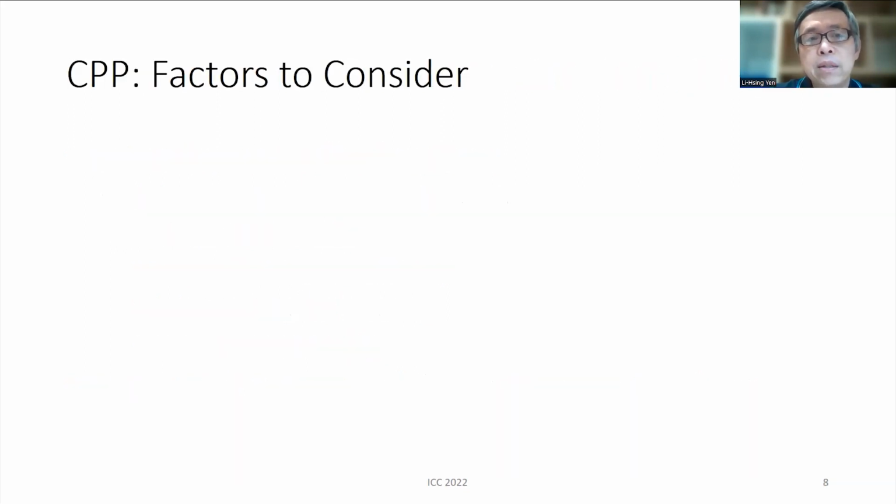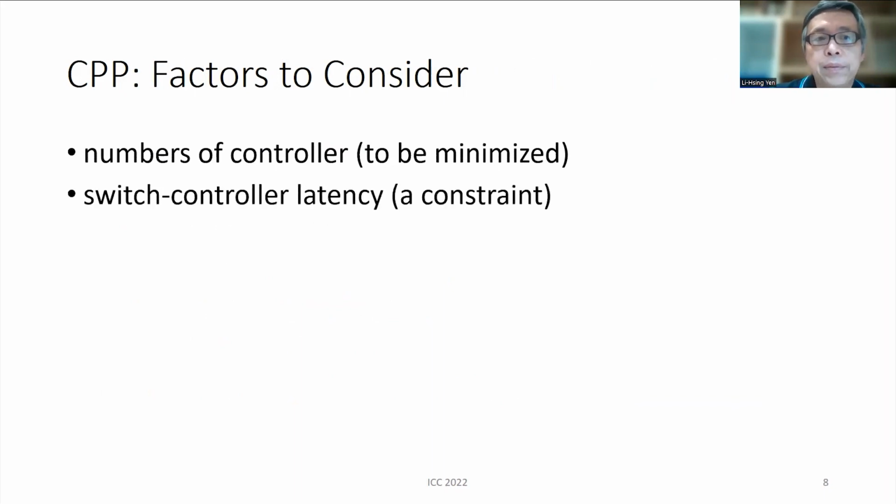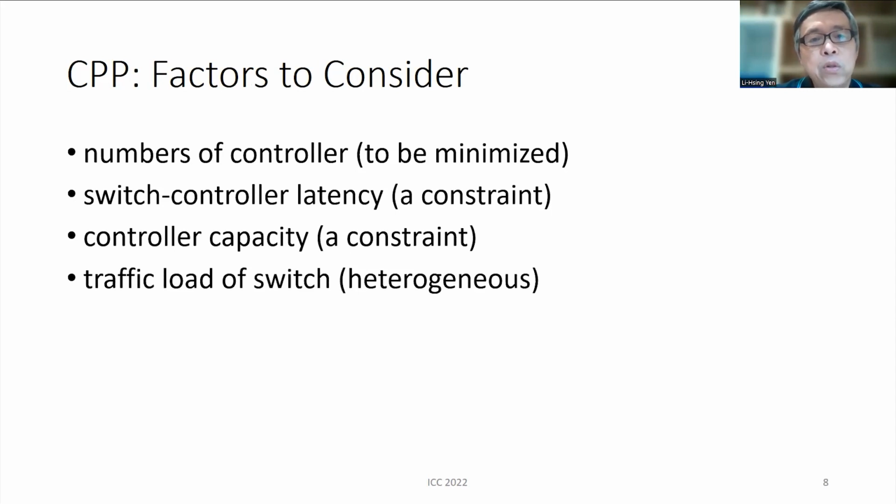We must consider several factors in this problem, like the number of controllers. This is what we want to minimize. And we should consider a constraint: the switch-controller latency should not exceed a threshold. Also, we should consider controller capacity as a constraint. We should consider the traffic load of switches, which could be heterogeneous.